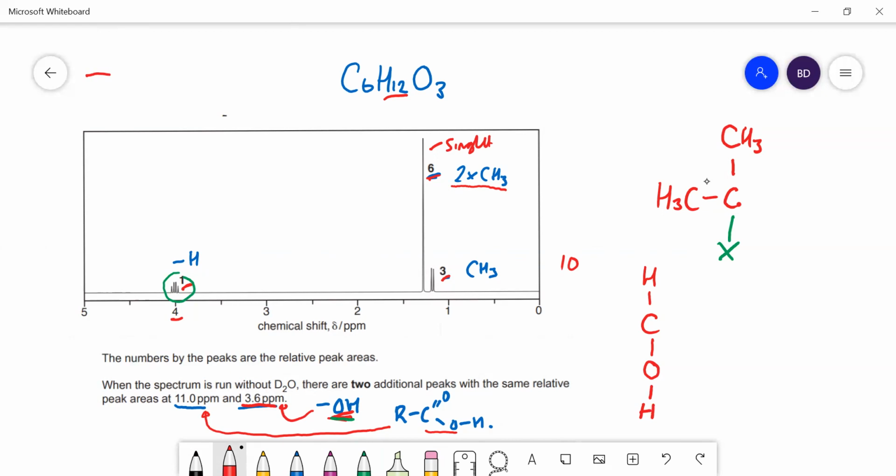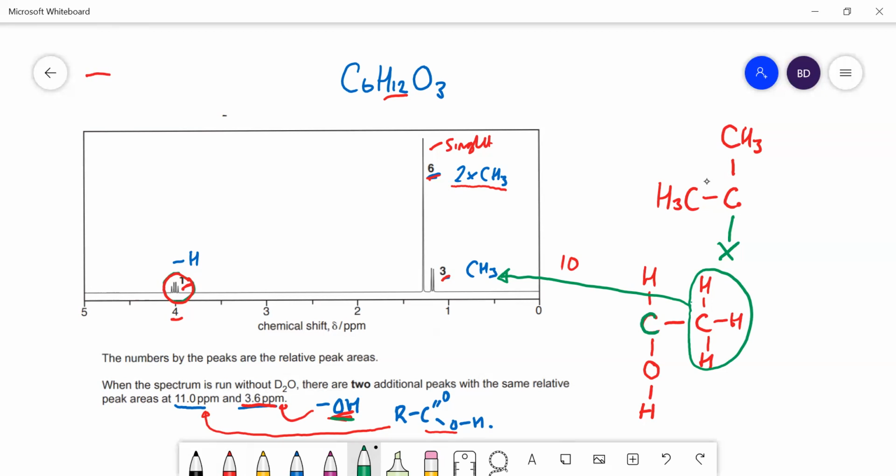Now we know that look, that is split into a quartet. So that means the carbon next door must have 3 hydrogens on it. So I'm going to do that. Yeah, that would make that split into a quartet. And that's really good, because that means that this here is probably that CH3 there, because it's split into a doublet. And it would be split into a doublet because this carbon, the green one I've just drawn there, has got 1 hydrogen attached to it.